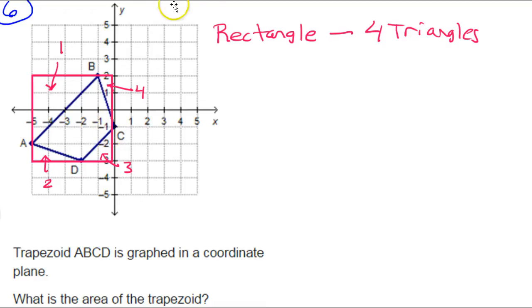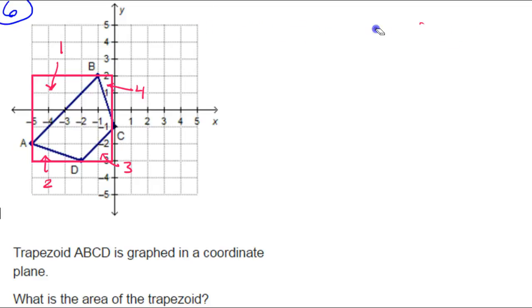So this is a very powerful technique that works for lots of different kinds of shapes. So that's what I'm going to do. So let's organize our work. First of all, let's find the area of the rectangle.